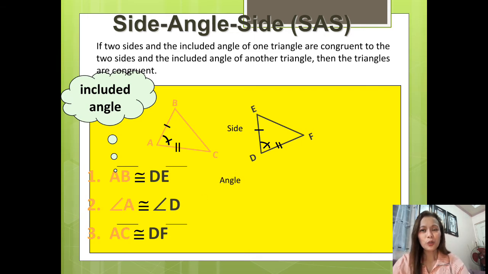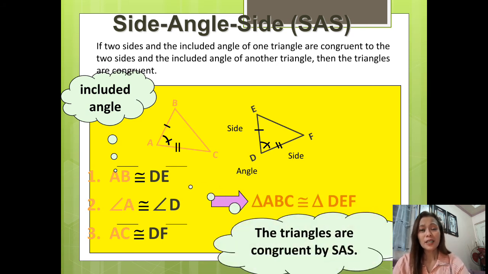So we have side, angle, side. There is an included part, and that is the included angle. So therefore, triangle ABC is congruent to triangle DEF. The triangles are congruent by SAS or side, angle, side.